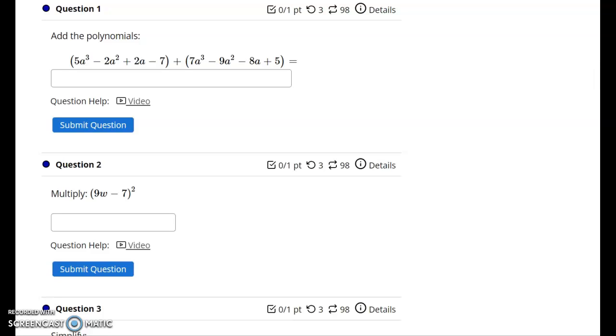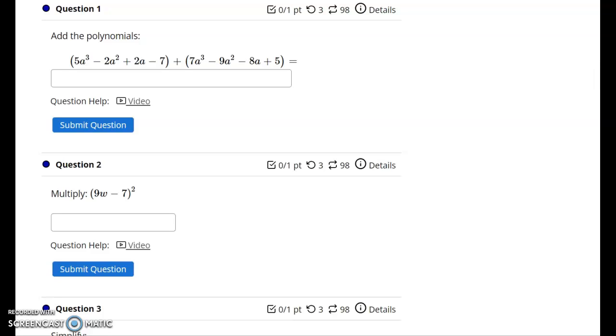This is the Module 5 review for Math 990. So we're just going to kind of look through some of these. Let's look at this first one. So we have 5a cubed minus 2a squared plus 2a minus 7 plus this.